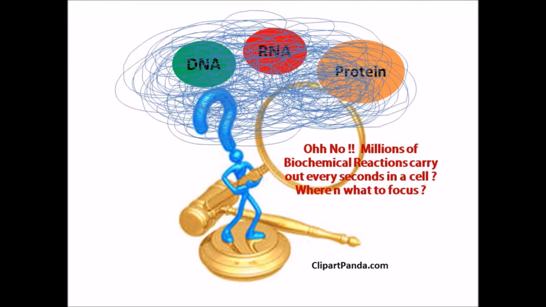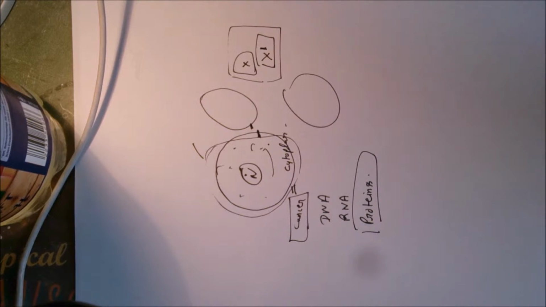So you cannot study all things, whatever is going on in the cell at once. So you have to choose one target, what you want to study. Either you want to work on a protein level, you want to understand what kind of proteins are involved in cancer, how many proteins are there, which protein is playing what function, and what happened if some protein stopped functioning at a certain point of time.